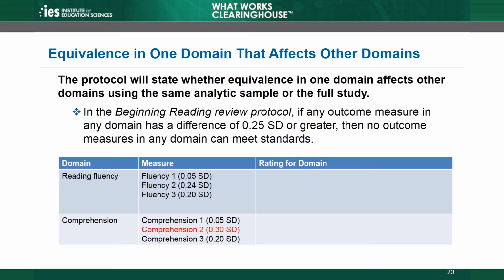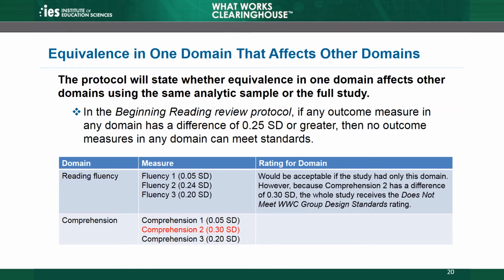However, the Comprehension 2 outcome measure has a baseline difference greater than 0.25 standard deviations. The protocol specifies that if any domain doesn't meet standards, then all domains do not meet standards. So neither the reading fluency nor the comprehension domains demonstrate equivalence. The study as a whole does not meet WWC group design standards.